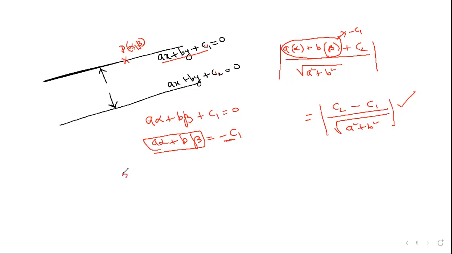So now you tell me, 3x plus 4y minus 2 equal to 0, and 3x plus 4y minus 7 equal to 0. Find the distance between these two lines. Are they parallel lines?